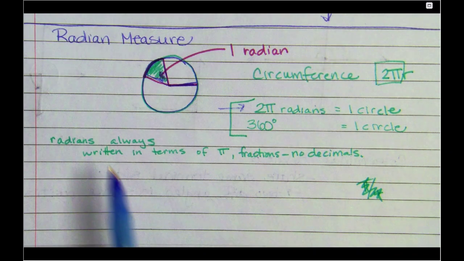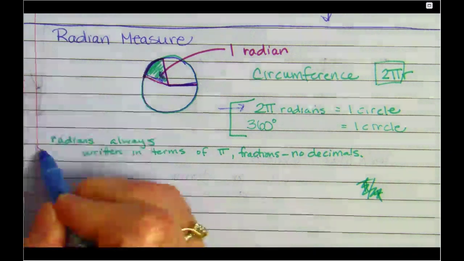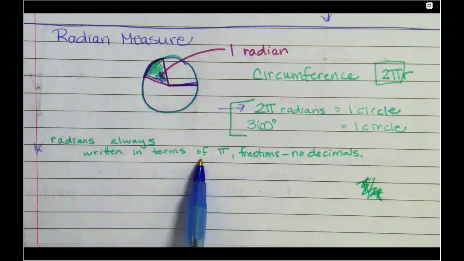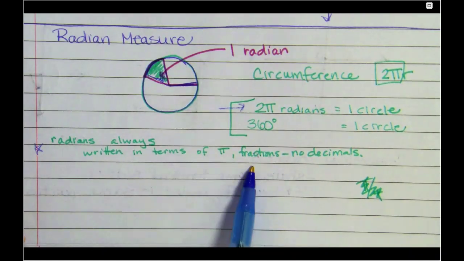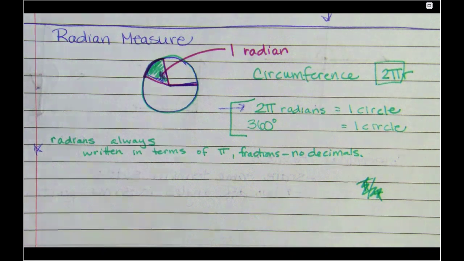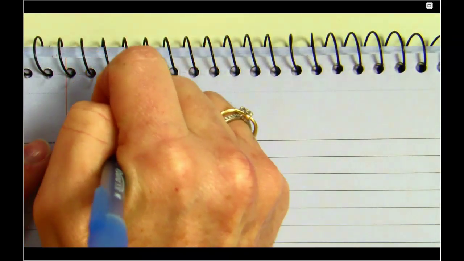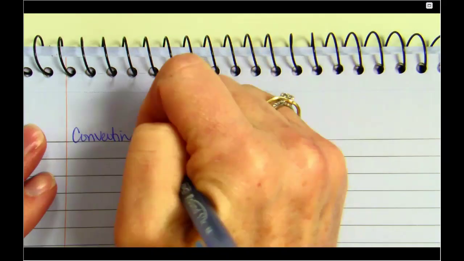Okay, so radians, a couple things that you got to know. Radians are always written in terms of pi, and they're always fractions and not decimals. Okay, that's super important. So we're going to start out by talking about converting between degrees and radians. That's where we're going first. And we're actually going to start with radians to degrees because that's easier.